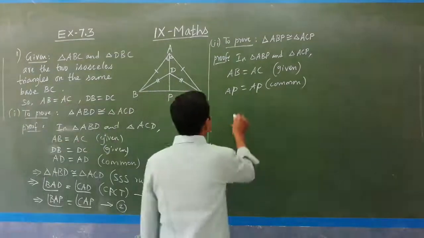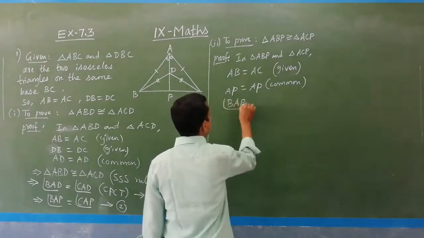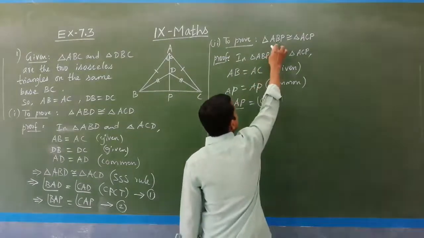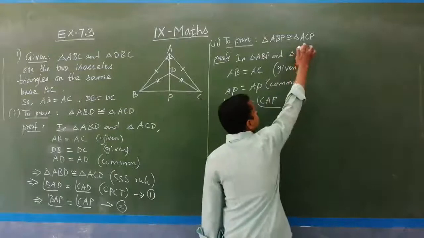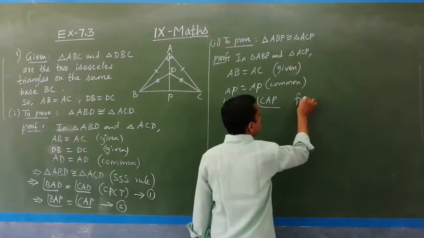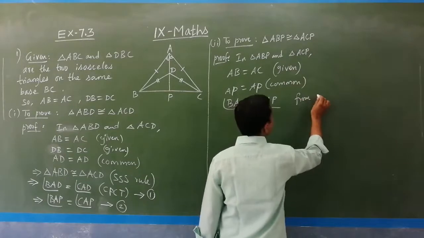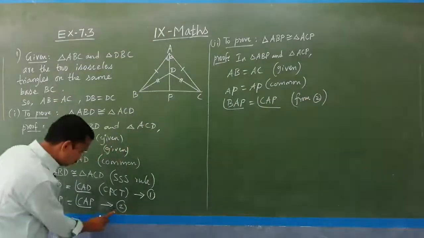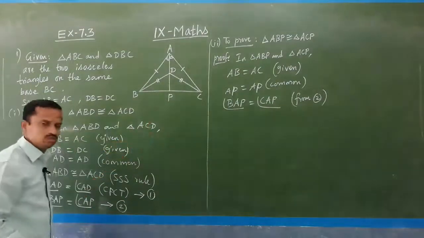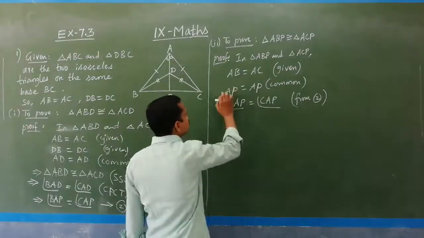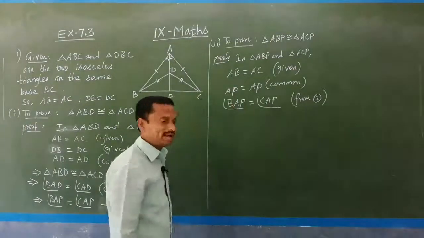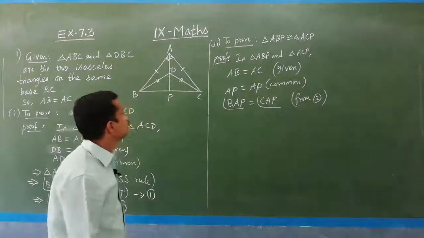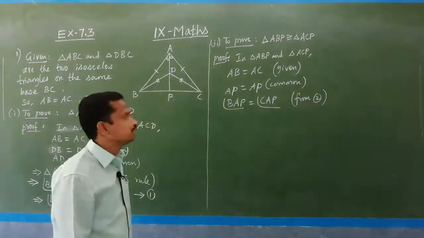So, we can take angle BAP equal to angle CAP. You see BAP from this triangle and CAP from this triangle, these 2 angles are equal. The reason: from equation 2. You put 2 and circle it, that is called equation. So, from this equation we have BAP equal to CAP. So, 2 pairs of sides and 1 pair of angles. You see these 2 sides and this angle, that is nothing but the included angle. So you can apply that rule, SAS.